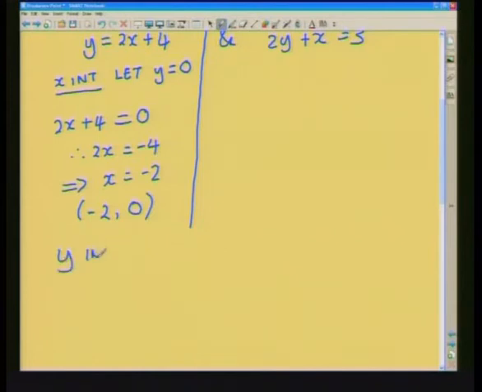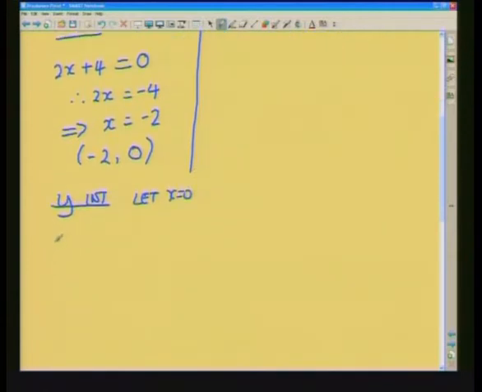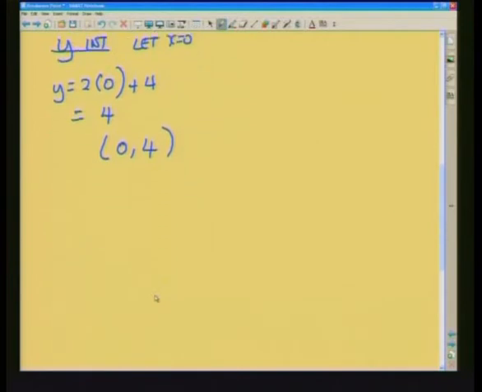Then to find the y-intercept, we have to let x equal 0. So in the equation y is equal to 2x plus 4, I make the x value 0, so x now has a 0, plus 4. And you can see that your answer is 4. So therefore, as a coordinate, this will have 0 for x and 4 for y. So I've got my x and y intercept for this straight line. We could straight away plot this onto a graph. Before we look at the next one, let's plot the one that we've got so far onto an axis.